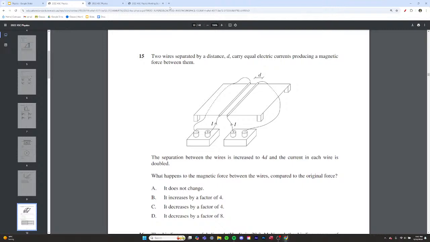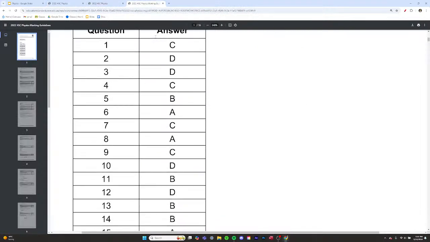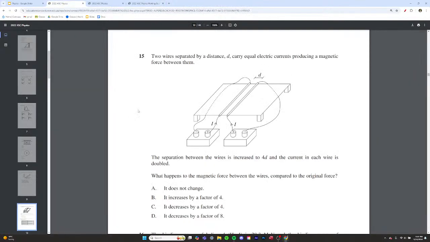Oh, alright, so the length's the same, so that equals that. If you want to times it, the separation is increased to 4D, so instead of D being in the denominator, for R the radius in the equation, which is the same as D, you change that to 4D. And the current in each wire is doubled, so I1 becomes 2I1, and I2 becomes 2I2. And that all crosses off, so it doesn't change. So it should be A. It's A.